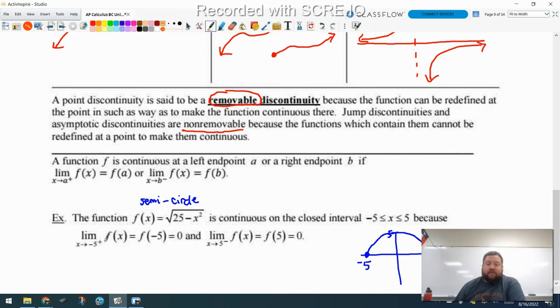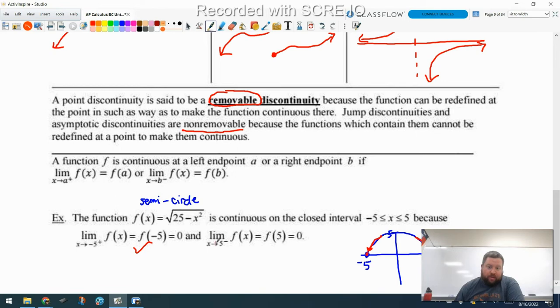And that's because if you do the limit as x approaches -5 from the right, so we're coming from the right on this function, and we are approaching that closed circle right there, so it's equal to f of -5. They're both equal to 0. So that's continuous at the left endpoint. And then you do the same thing for the right endpoint.